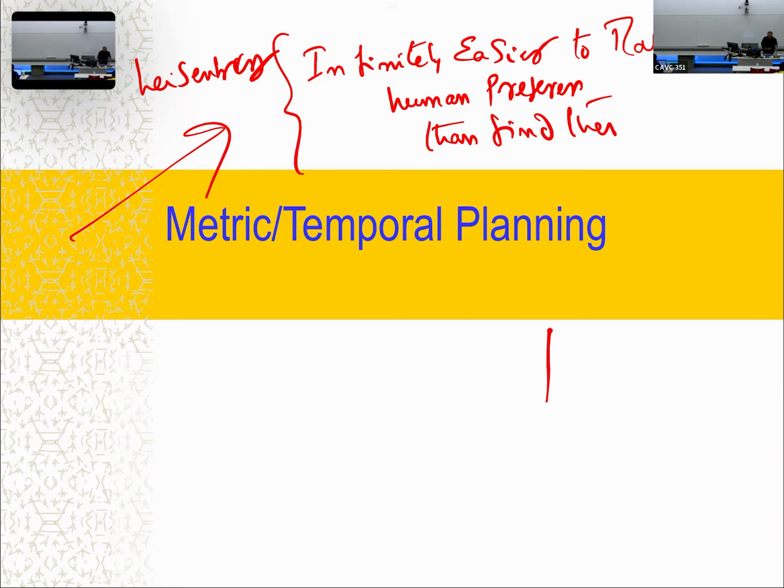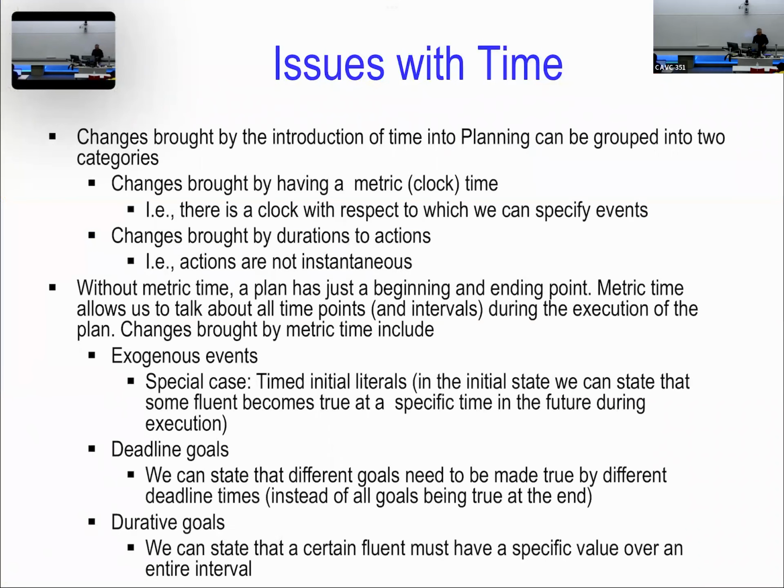Anyway, so I'm going to shift to metric temporal planning, which we started last class. I just basically wanted to tell you that there are a whole bunch of things that you typically don't think of when you're thinking about handling time. This is deterministic planning. It's a different way of extending difficulty.